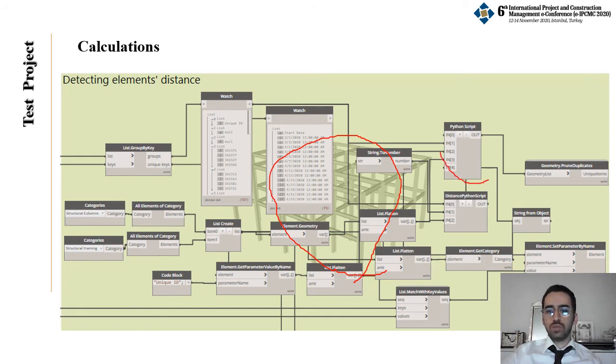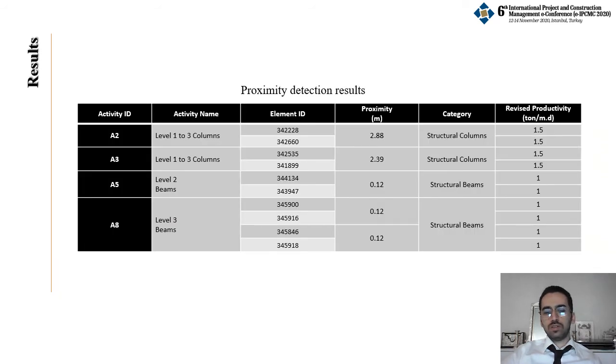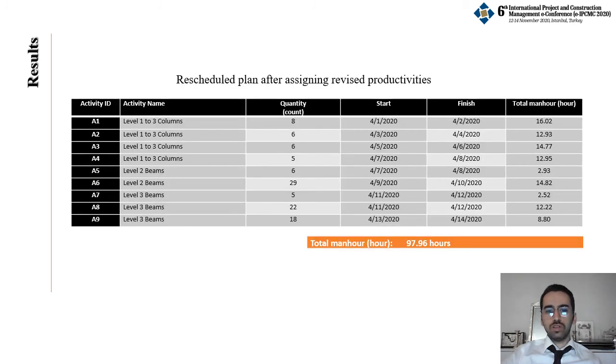In addition, by using some Python scripts, the system will try to find breaching cases in comparison with threshold values. Finally, the results of the run are reported in a datasheet. For instance, in activity A5, which corresponds to level 2 beams, the system has detected two elements breach the threshold values. In addition, the system is capable to report the proximity values. Accordingly, it revises the productivity values and reschedules the initial plan.